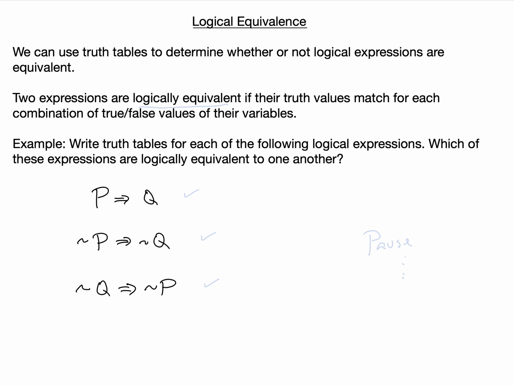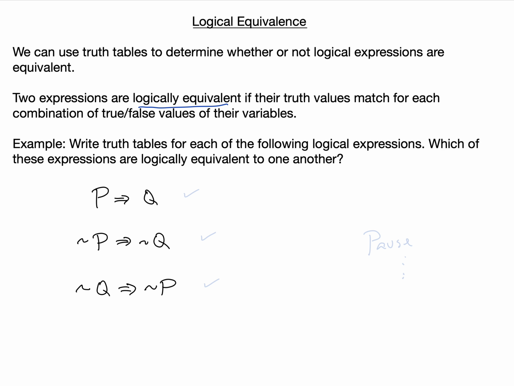This video is on logical equivalence. We can use truth tables to determine whether or not logical expressions are equivalent. We say that two expressions are logically equivalent if their truth values match for each combination of true and false values for their variables. So let's start with an example.